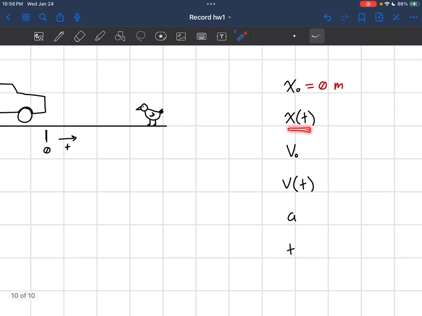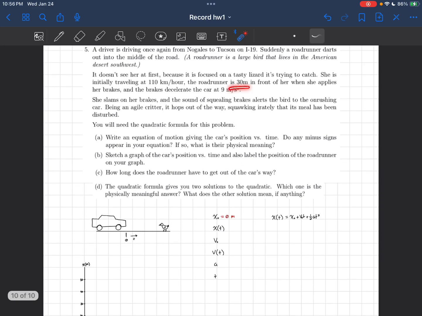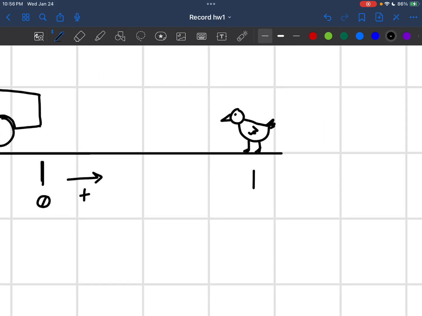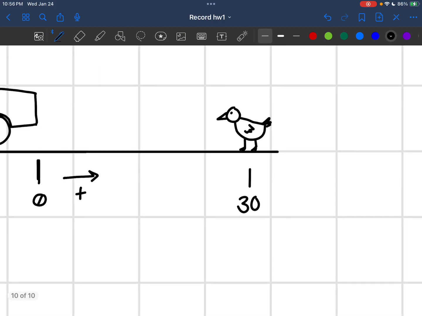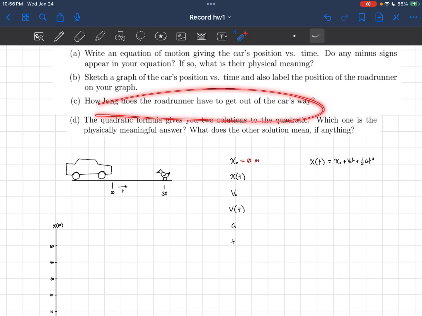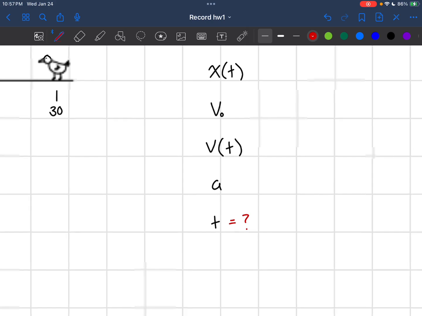So my position at time t, well, we know that the Roadrunner is 30 meters away. So that would be at a position of 30. And eventually we're going to be finding the time that it takes for the car to get to where the Roadrunner is. So that already tells me that I don't know what my time is. I'm going to be solving for it.